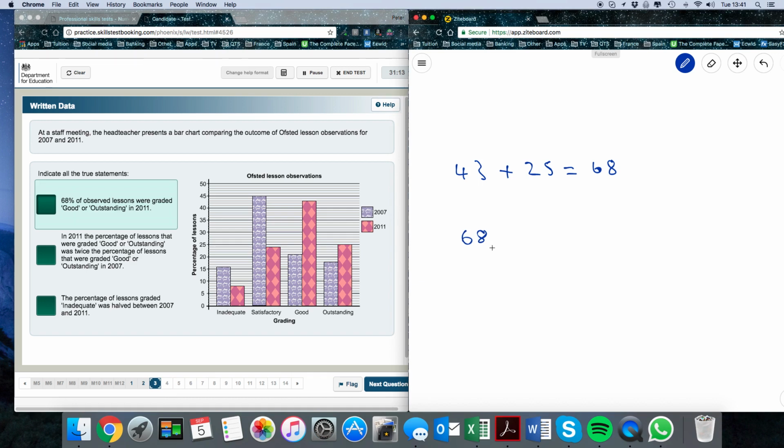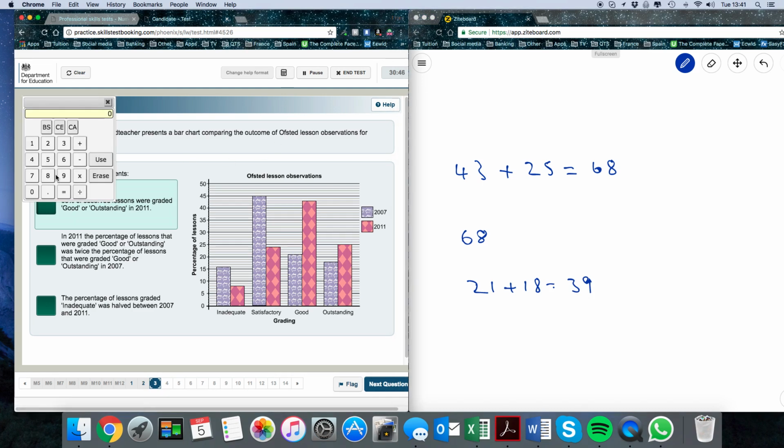Okay, and it says was twice the percentage of lessons that were graded good or outstanding in 2007. So we just go to the blue bars and do exactly the same. So good is 21. Okay, outstanding is 15, 16, 17, 18. Okay, and that's 39. Now, look, I'm a maths tutor. I can see that that's not double. Okay, but if you want to use your calculator here, let's just take that 39 and double it, and we get 78, not 68. Okay, so therefore it's a false statement. Okay, so make sure you use your calculator as much as you need to.